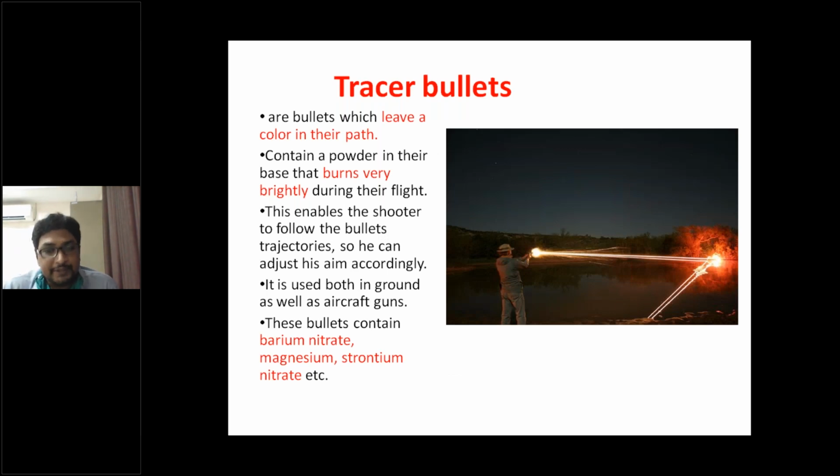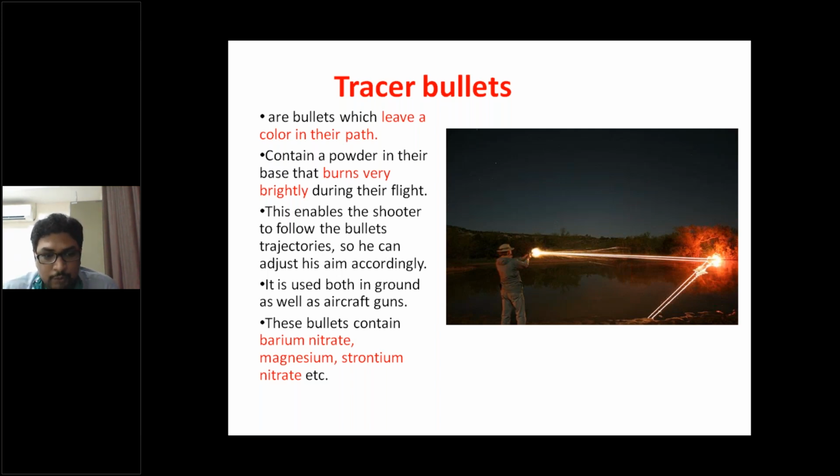Next one is tracer bullets. What are tracer bullets? These are bullets which leave a color in their path. By this method, we can know whether we are hitting the target or not, because we can know the path the bullet is going to travel. They contain a powder in their base that burns very brightly during their flight. This enables the shooter to follow the bullet's trajectory so he can adjust his aim accordingly.